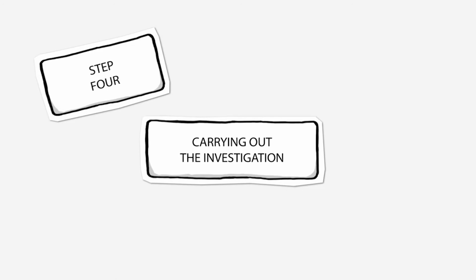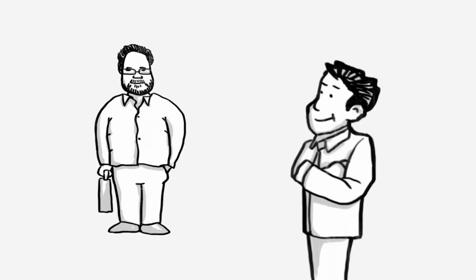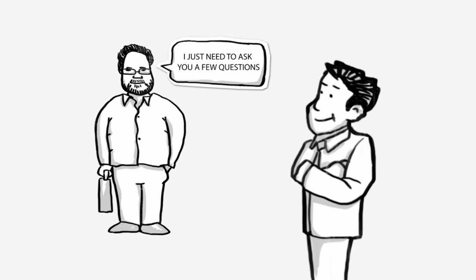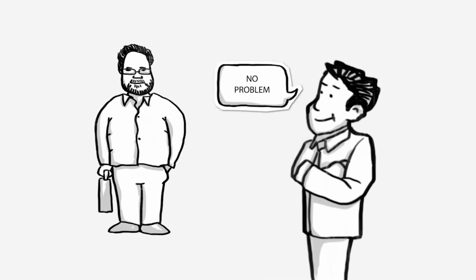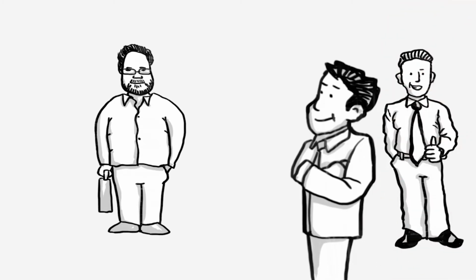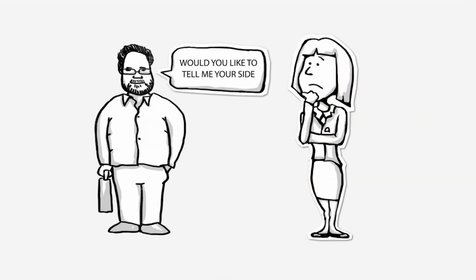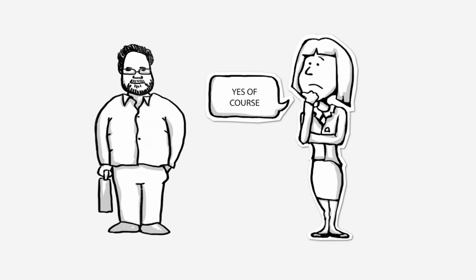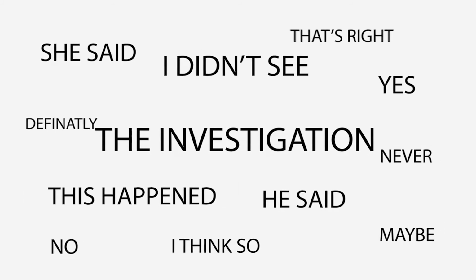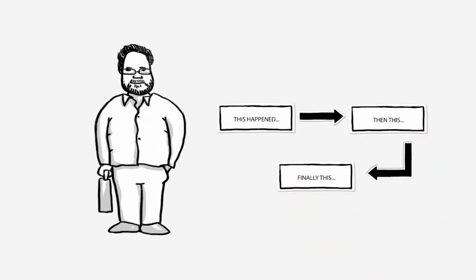Step 4. Carrying out the investigation. The person carrying out the investigation will need to speak to any witnesses. These conversations are formal meetings, and witnesses should be invited to a meeting in writing in advance and told that they have the right to have someone in the meeting with them if they choose. The investigator will review the witness statements and then interview Mrs. X. It's usual for everyone's stories to be similar, but also to have some differences. The investigator is simply trying to work out the facts and determine the likeliest event.